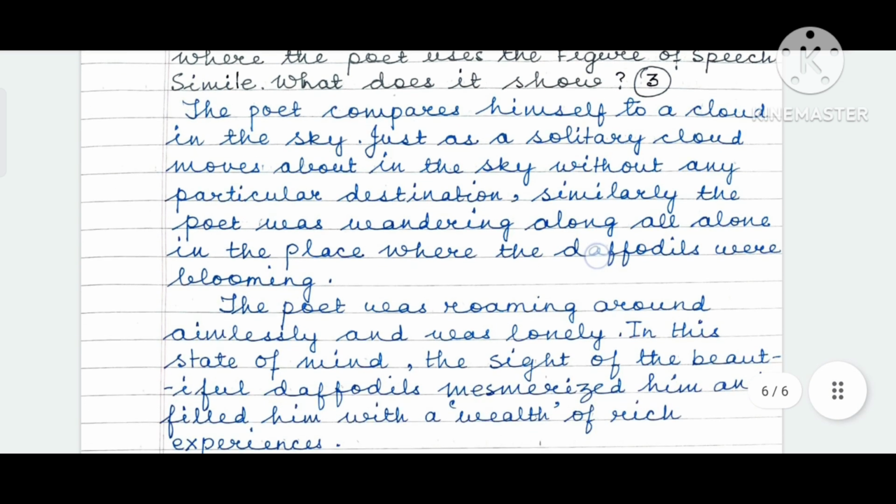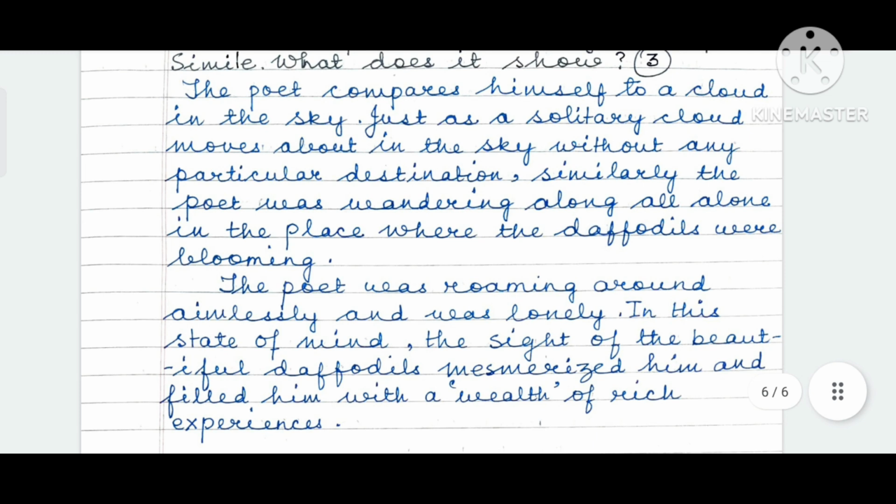The poet was, now what does this show? The poet was roaming around aimlessly and was lonely. In this state of mind, the sight of the daffodils, the sight of the beautiful daffodils mesmerized him and filled him with a wealth of rich experiences. During this phase, when he was all alone, when he was aimless, he was attracted towards the host of golden daffodils.